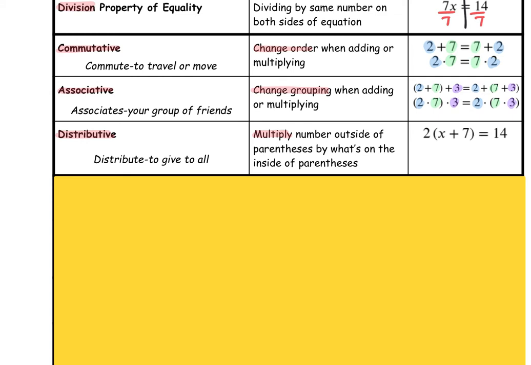And then you have the distributive property. You can think of when you distribute something, that means you're giving it to all. That's when you're multiplying the number on the outside of the parentheses by what's on the inside of the parentheses. So, for example, when we have 2 parentheses x plus 7, that means you do 2 times x, which is 2x, and 2 times 7, which is 14. And that is using the distributive property.